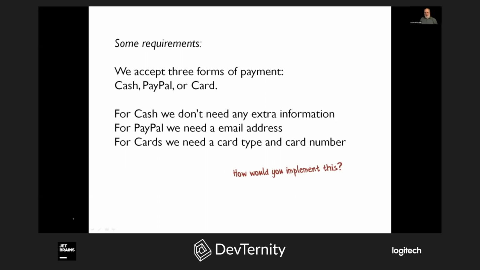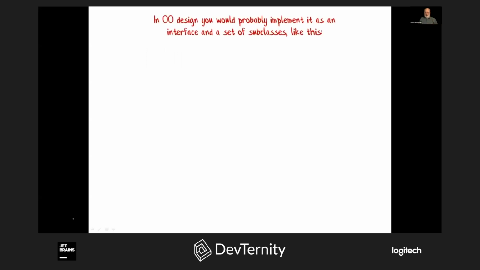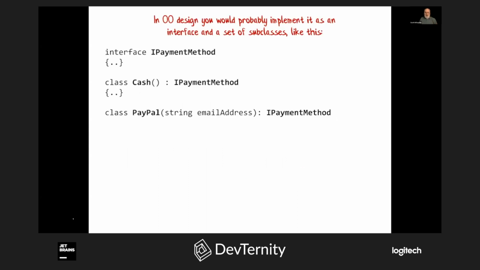Now, if you're an object-oriented person, you'd probably start with some sort of abstract base class or an interface or something like this, and then make maybe subclasses for each one, right? So here's an interface, right? Or you could use an abstract base class again, and then you create a subclass of that or an implementation of that, one for cash, one for PayPal, and one for cards. And each of the subclasses has its data that it needs. The PayPal has an email field that it needs for that, right? And that's the kind of OO way of doing it.